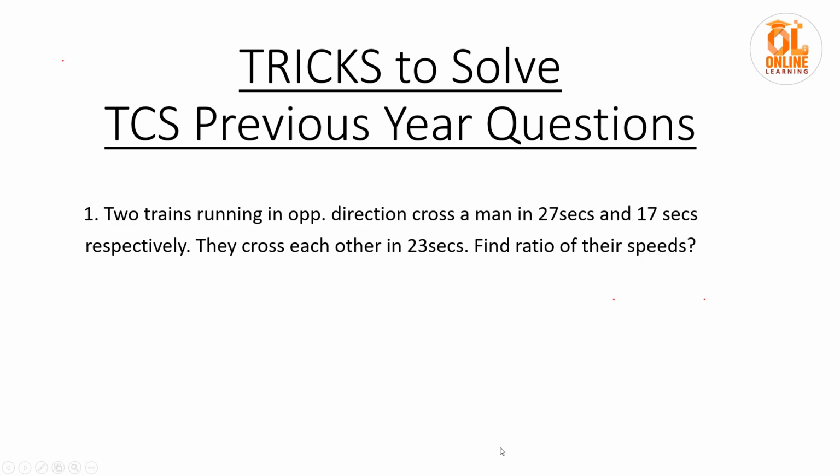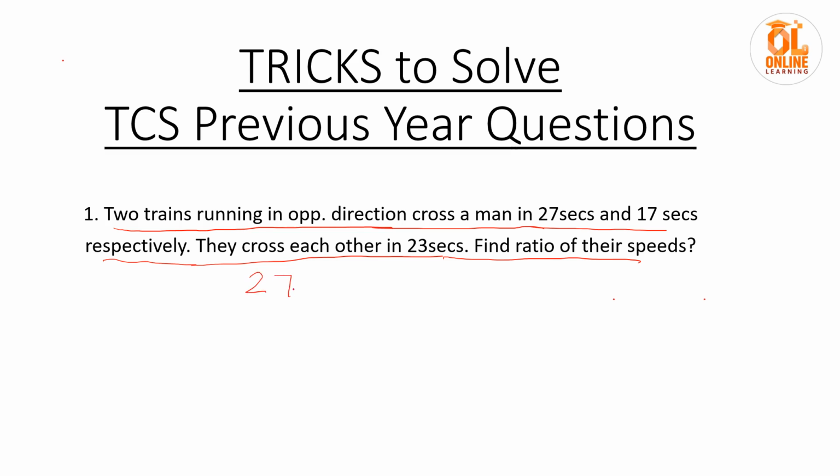So let us start. In the first question, you can see it is given two trains running in opposite direction cross a man in 27 seconds and 17 seconds respectively. They cross each other in 23 seconds. Find the ratio of their speeds. So how to solve this type of question?